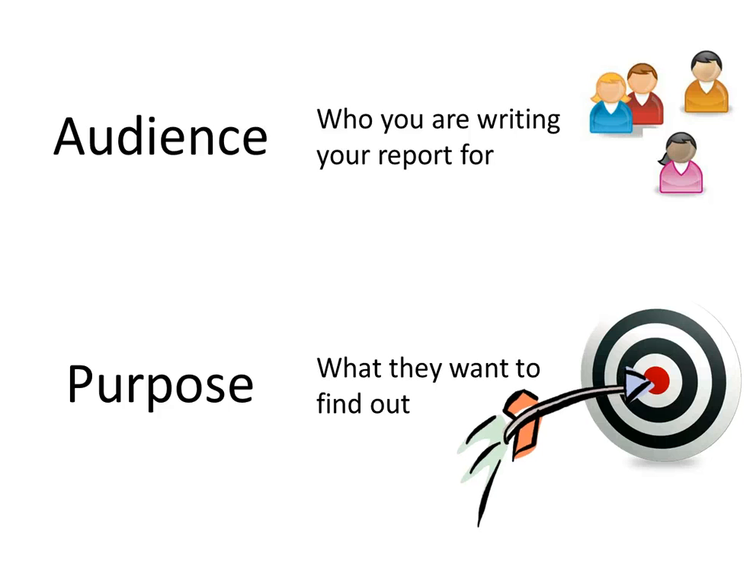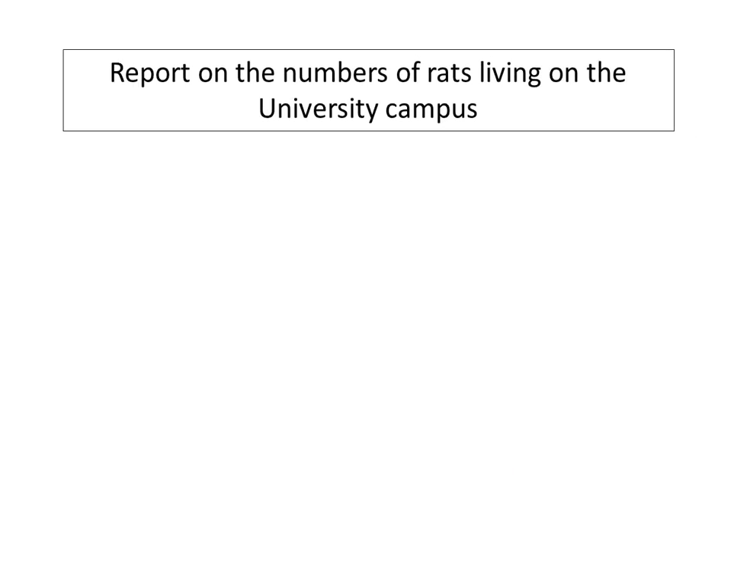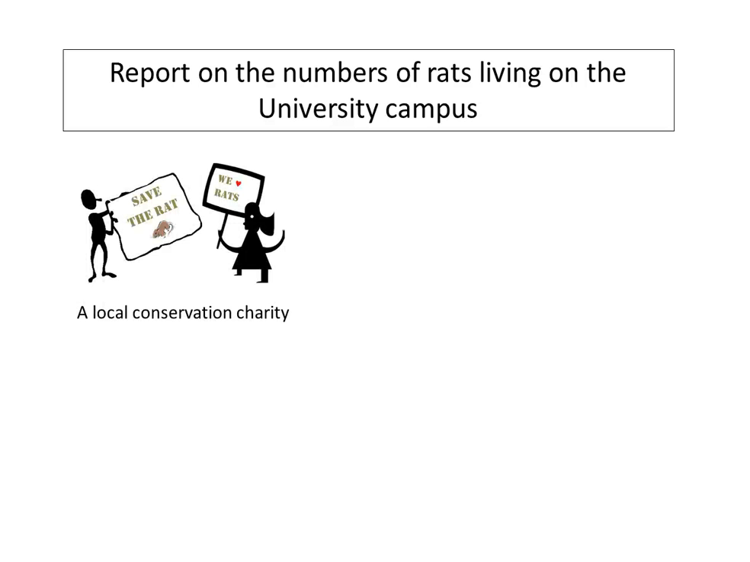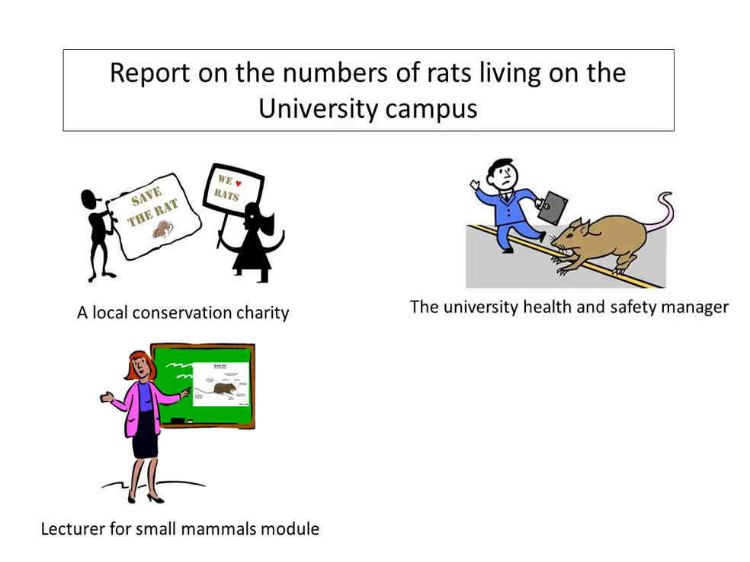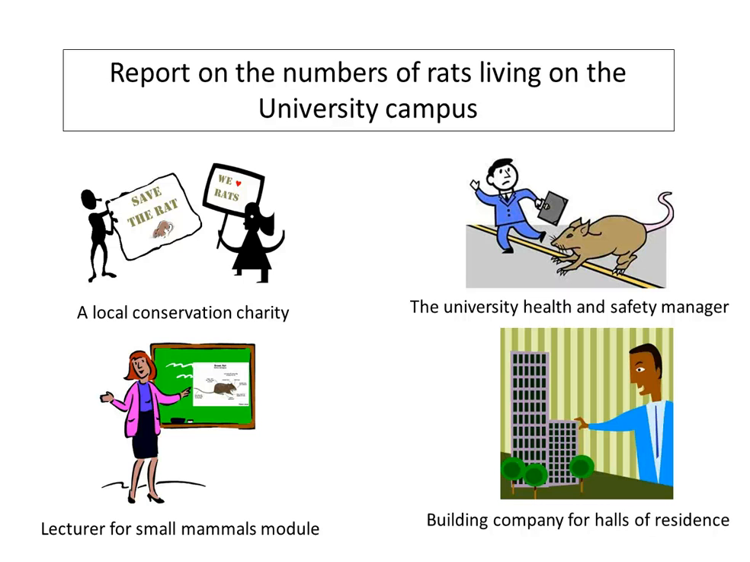For example, a report on the same topic would look very different if it was written for different audiences. Imagine you've been asked to investigate the number of rats living on your university campus. How would the audience and purpose of your report differ if it were written for a local conservation charity, the University Health and Safety Manager, your lecturer on your small mammals module, a building company looking to build a new halls of residence on the site?